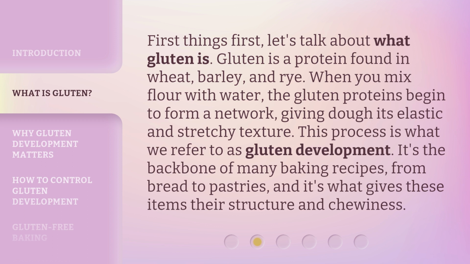First things first, let's talk about what gluten is. Gluten is a protein found in wheat, barley, and rye. When you mix flour with water, the gluten proteins begin to form a network, giving dough its elastic and stretchy texture. This process is what we refer to as gluten development. It's the backbone of many baking recipes, from bread to pastries, and it's what gives these items their structure and chewiness.